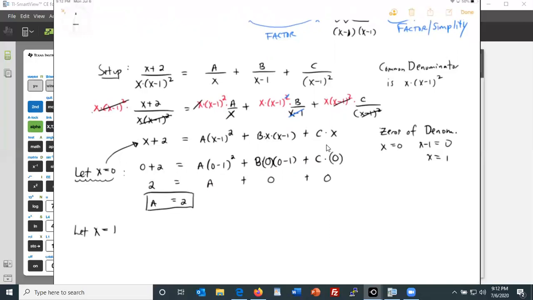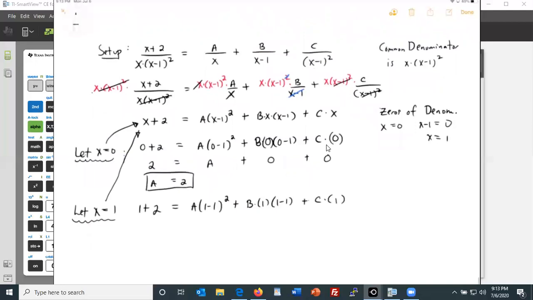And then by letting x equal 1, we'll be able to find another value, b or c. So substituting again into up here, we do 1 plus 2 equals a times 1 minus 1 squared plus b times 1 minus 1 plus c times 1. And that gives us 3 equals 0 plus 0 plus c. So therefore, c equals 3.